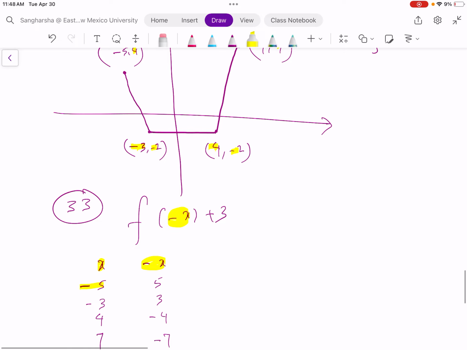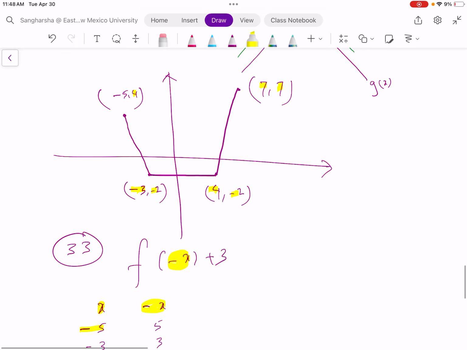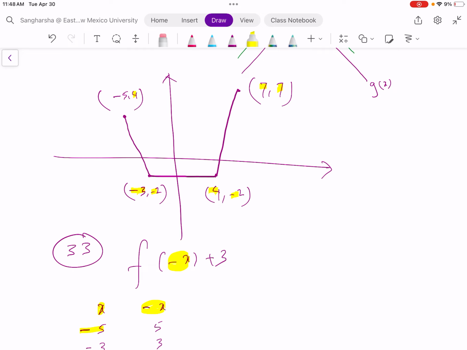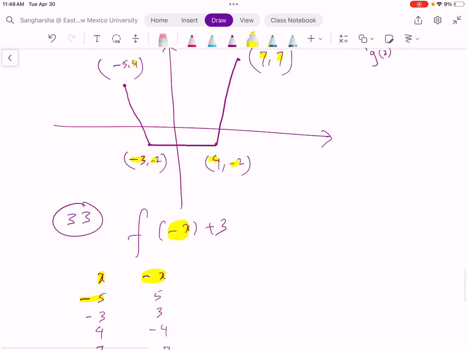Now what happens to the output here? What will be the output here? You have to reflect across the y-axis, and you add 3.